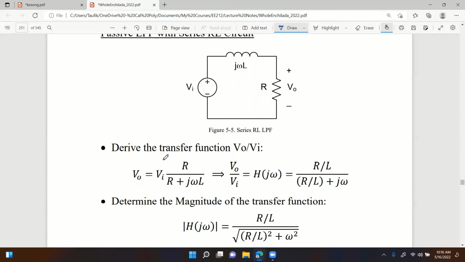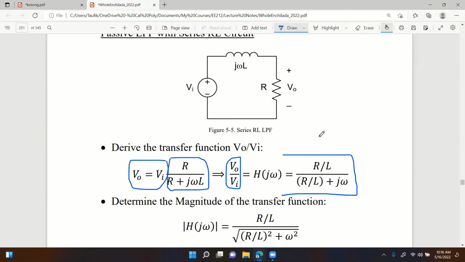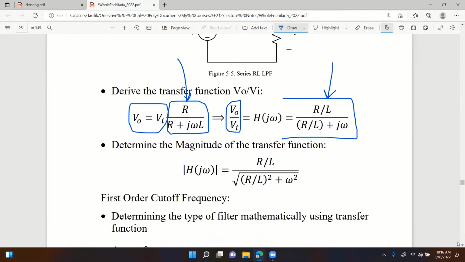And from here, I can get the ratio of output voltage over input voltage, which is equal to this equation right here, but then I rewrite it in this equation. Later on, I will tell you why I rewrite it this way. There's a reason why I rewrite the transfer function this way instead of that way.